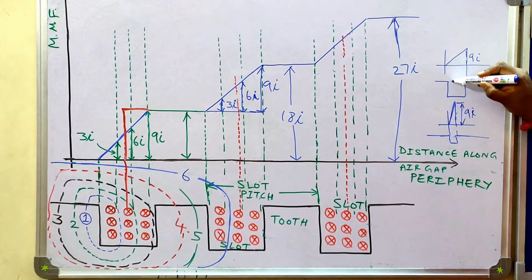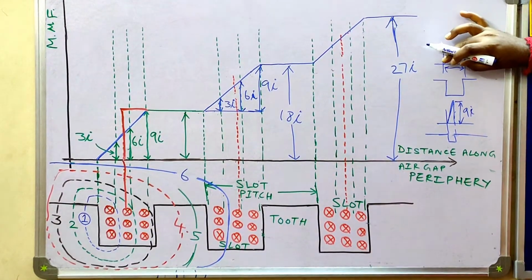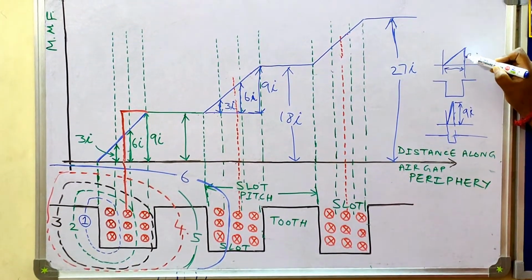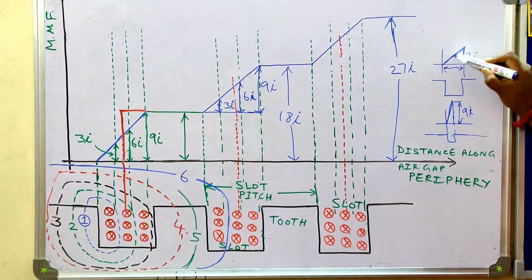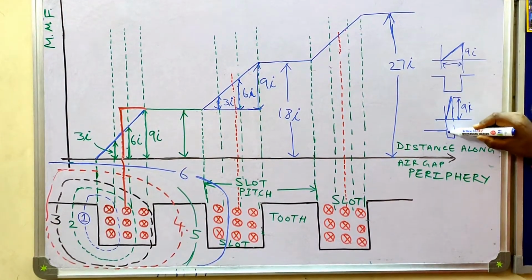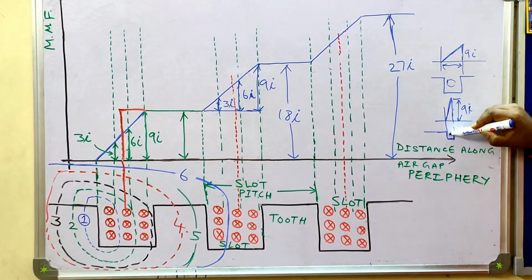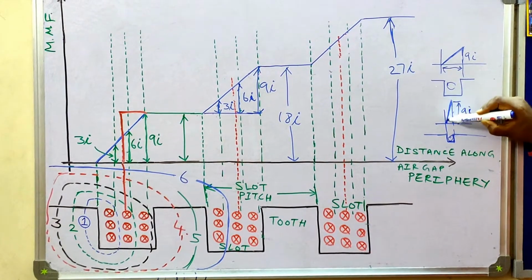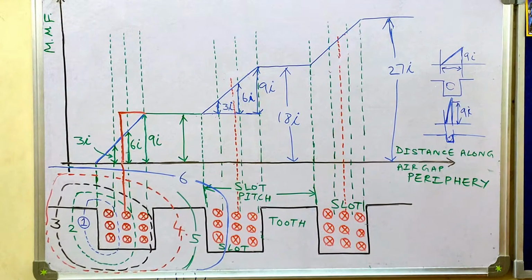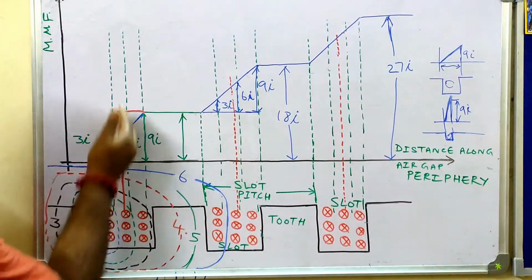But what is the difference? Here the width of the slot portion is larger. So this appears to be linearly rising at a lower rate. That means it is not rising abruptly or steeply. But here the width of the slot is smaller. However, the current enclosed is the same in both the conductors. So what happens? The rise in MMF becomes much steeper and steeper. So that's the logic for approximating the linearly rising MMF over the slot portion by a step jump.